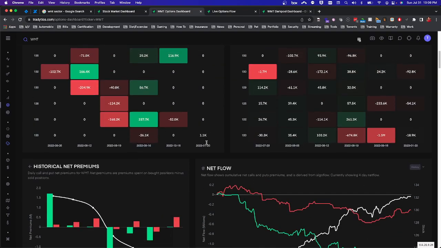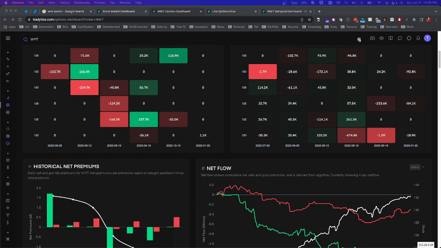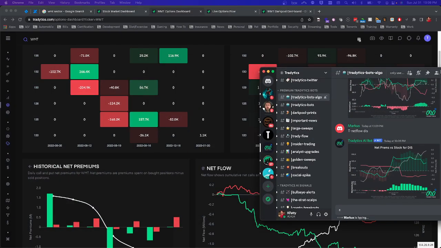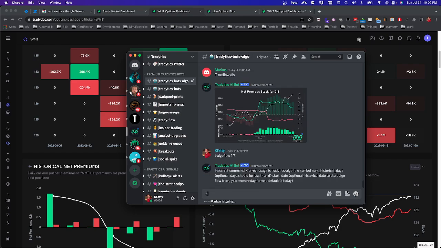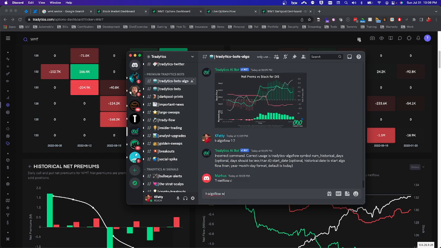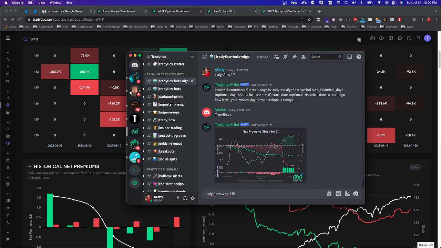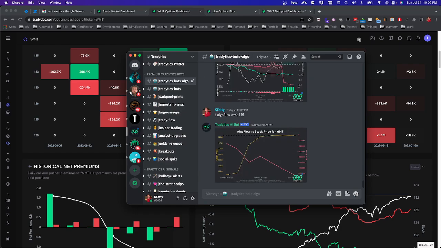Now, if you want to look in the Discord to see short dated expirations, as I mentioned, you can just pull up the TradeView Discord and say T algo flow, show me 1 day, 7-day expirations. I need the ticker there. Actually, I'm going to do 15-day. So we'll say Walmart 1 day, 15 expirations, so options expiring within 15 days essentially is what that means.